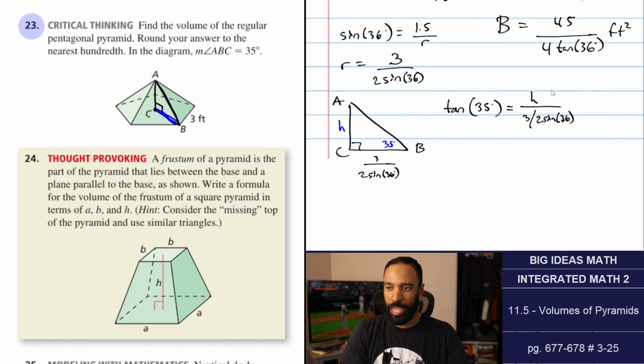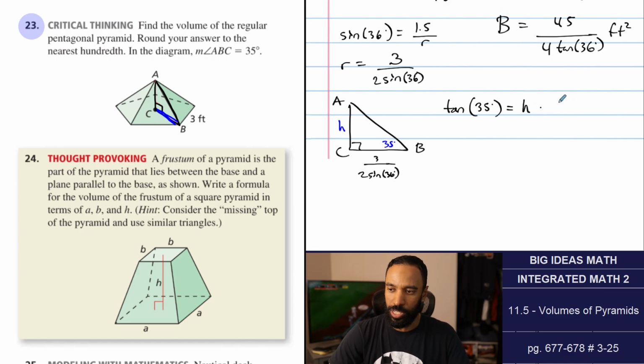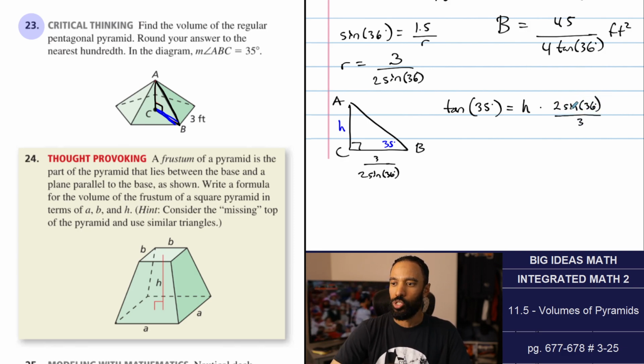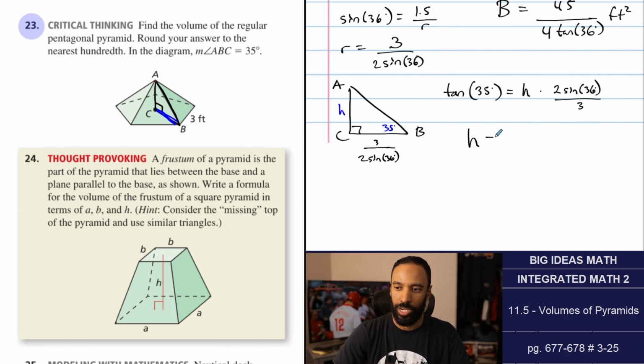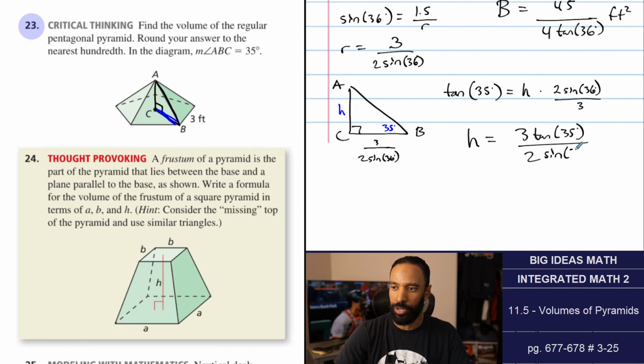But if we divide that thing out, shoot, now I need to write it correctly. Let me make sure I have this right. If you're dividing by that, then you're multiplying by its reciprocal. So that's h times 2 times the sine of 36, all over 3. Now you multiply by its reciprocal. Now 3 will go on top here. So h is 3 times the tangent of 35 over 2 times the sine of 36.